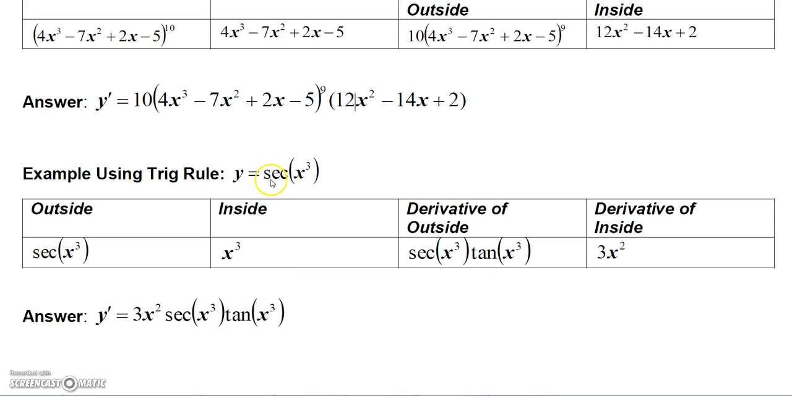This can be a little tricky when you get to these trig rules. Just remember, there's a difference between having the secant of x to the third power and having the secant of where the argument is x to the third power.